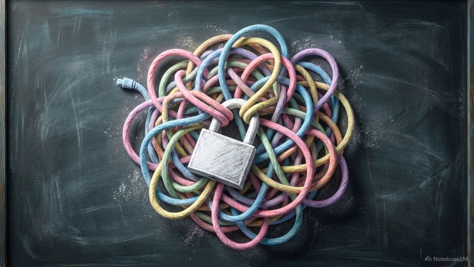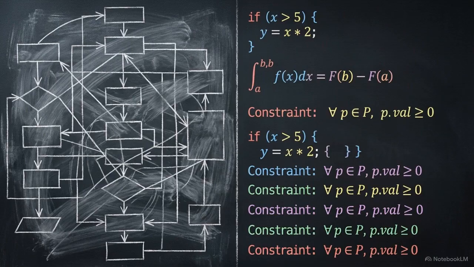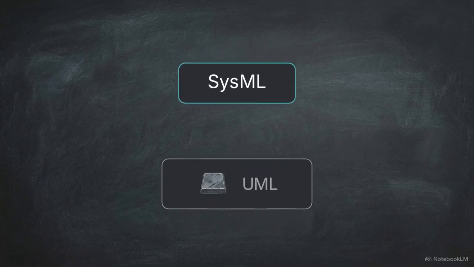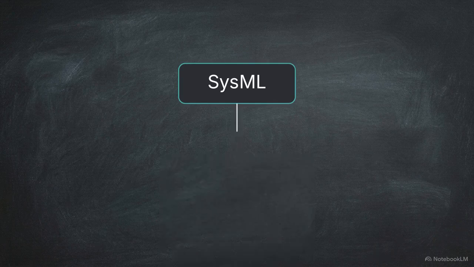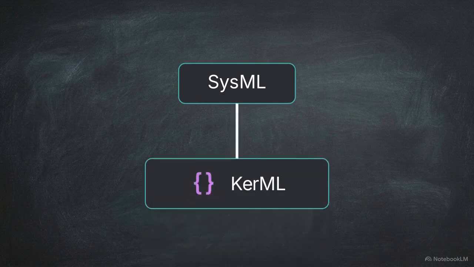As systems scaled, these models devolved into visual spaghetti. The underlying engineering data remained locked inside proprietary software interfaces. SysML v2 is a complete architectural teardown of the language. At the core of this rewrite is KerML, or the kernel modeling language. KerML severs SysML's historical dependency on UML.